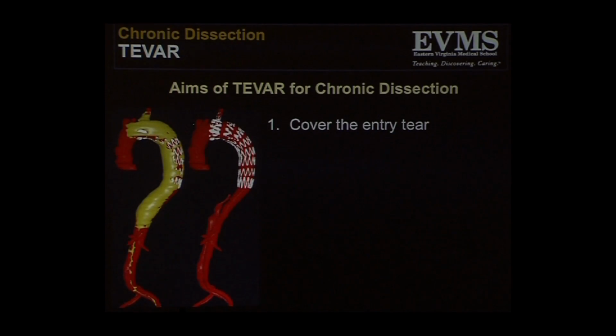Now, when we look at the aims of TVAR for chronic dissection, it's a little bit the same and at the same time a tad different from acute dissection. We always need to cover the primary anterior tear. I think there's no doubt about that.